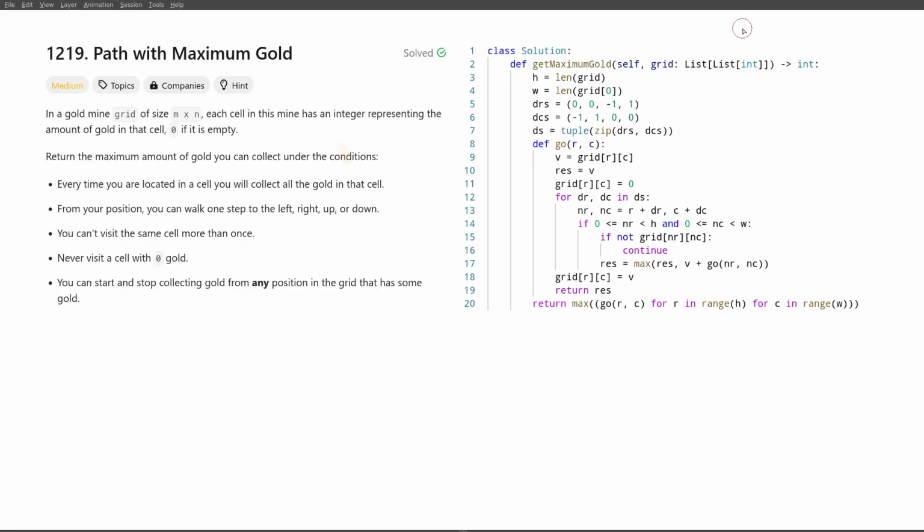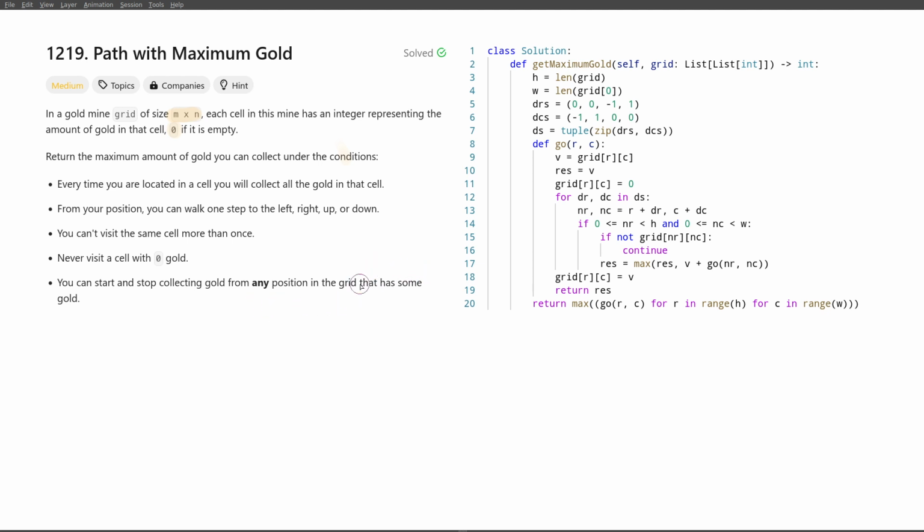Hello everyone, today we'll talk about the problem path with maximum gold. We're given an m by n grid, and in each cell we have some gold, which is a positive integer, or 0 if it's empty. We have to gather as much gold as possible, subject to the following restrictions.